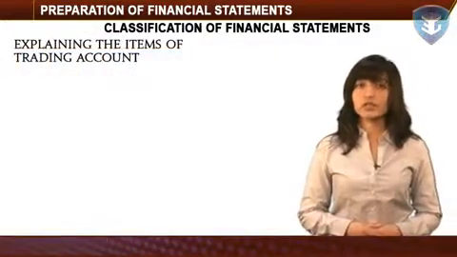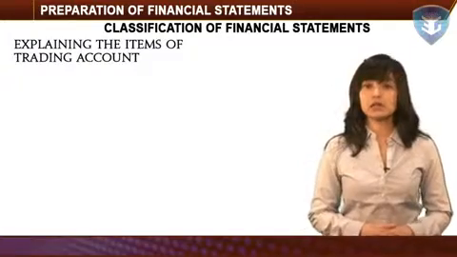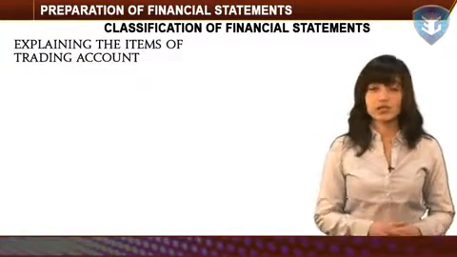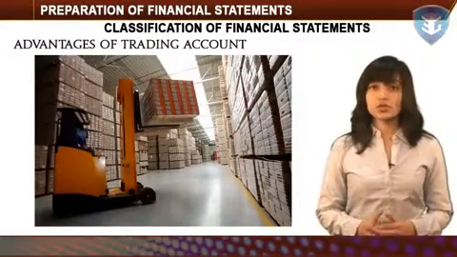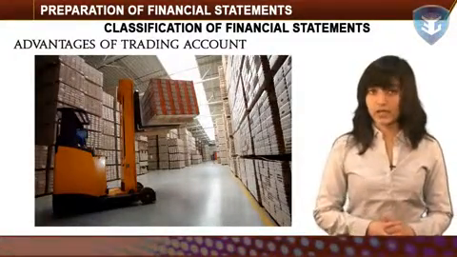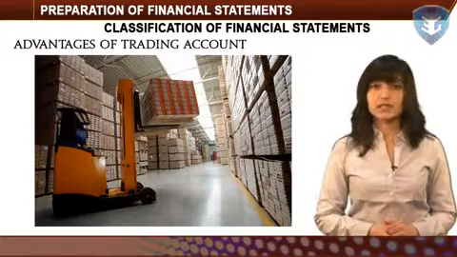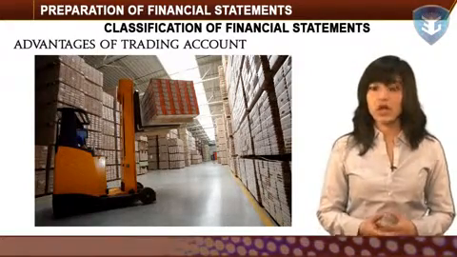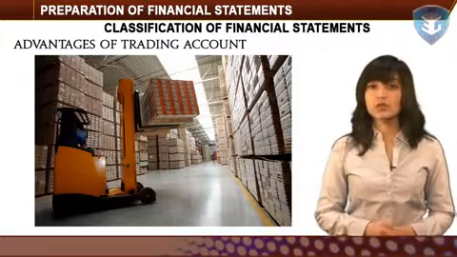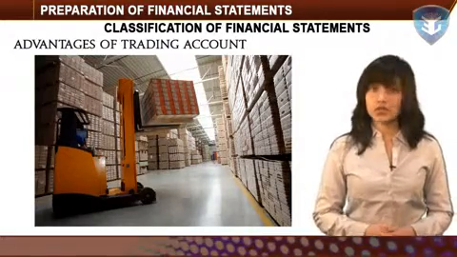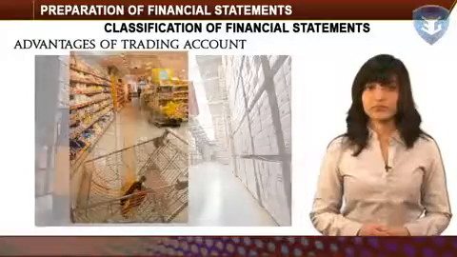Explaining the items of trading account. The items that are enlisted in the trading account are explained as follows. Opening stock refers to the stock of goods in hand at the beginning of the accounting period. It is carried forward from the previous year and appears on the debit side of the trading account as it accounts for the cost of goods sold in the current year.